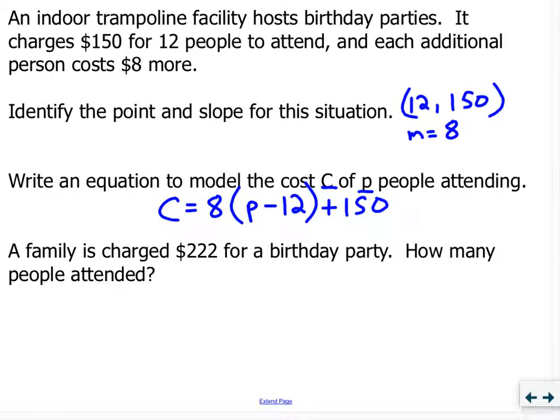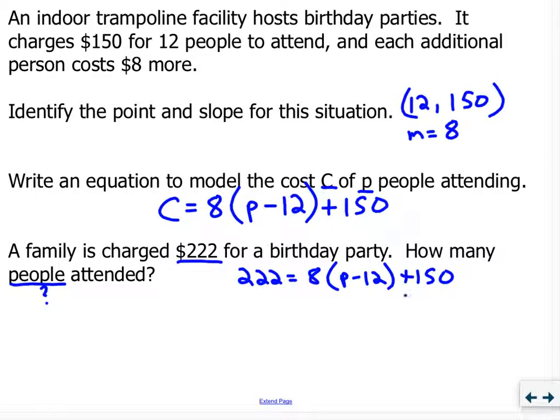So here's an example. A family was charged $222 for a birthday party. That $222 is a cost. And we want to find out how many people attended. So we're looking for the variable p. We have to solve for p. So my equation, 222 equals 8 times p minus 12 plus 150, is the equation we need to solve.